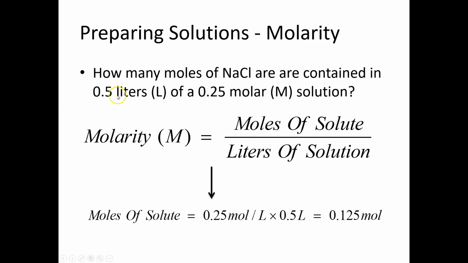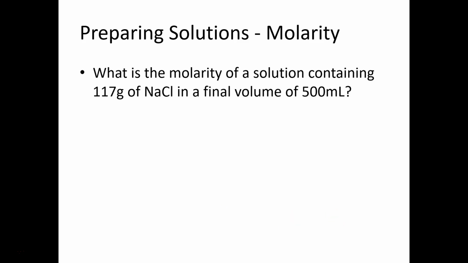So we were given in our problem the molarity, 0.25 molar, so that's moles per liter, times 0.5 liters. We're given half a liter this time, not mLs, but liters. So the liters cancel out. We get 0.25 times 0.5, which is 0.125 moles. So that's a way to look at it. I think this problem's a good one to look at.